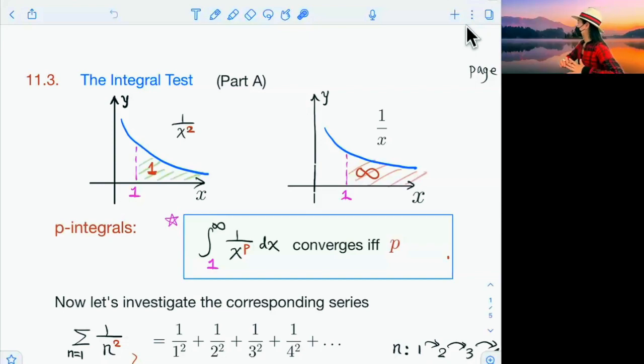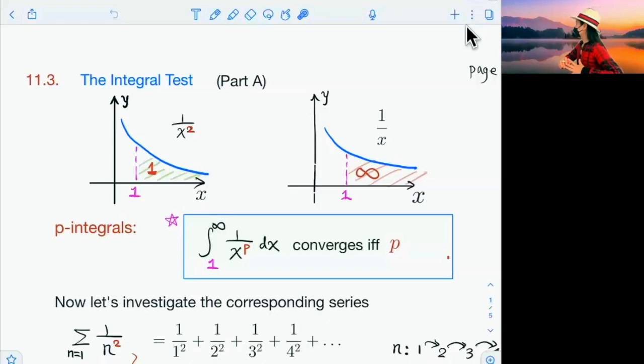You guys remember? Greater than 1. Yes, greater than 1. Okay, thank you. So when p is greater than 1, it converges. For example, over here, the p is 2, and that integral, which corresponds to the area under the curve from 1 to infinity, is a finite number. It converges to a finite number. In this case, equal to 1.